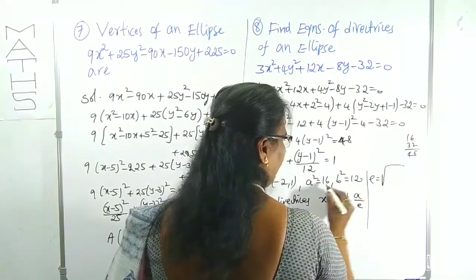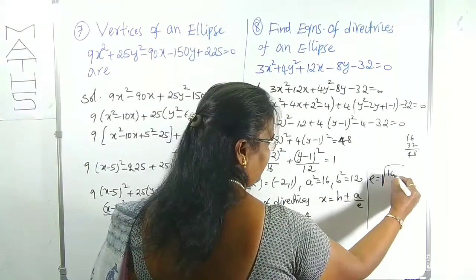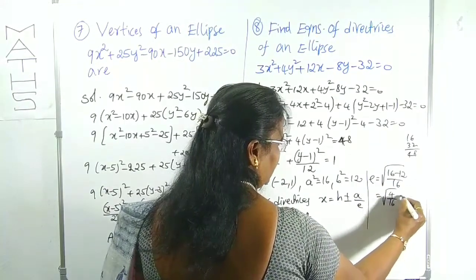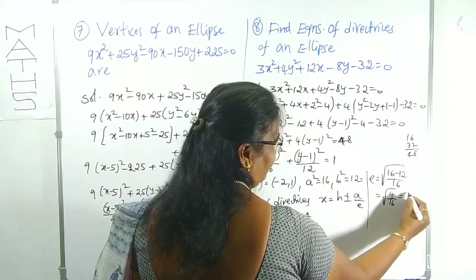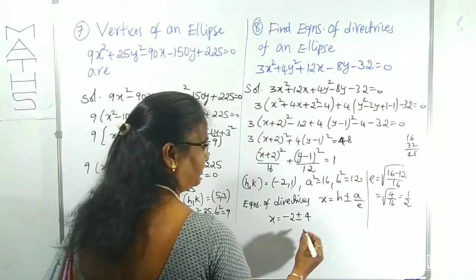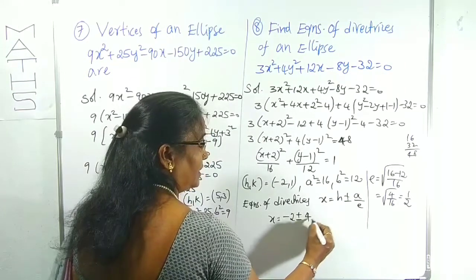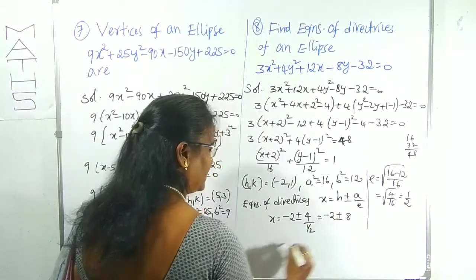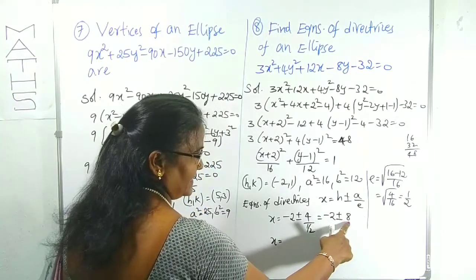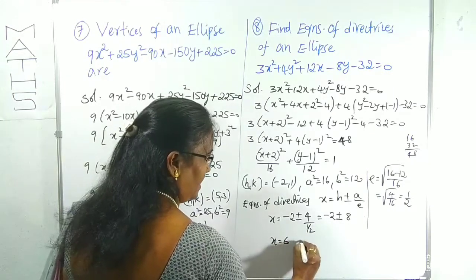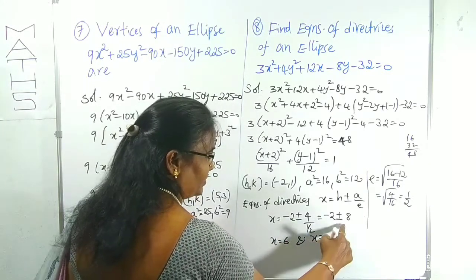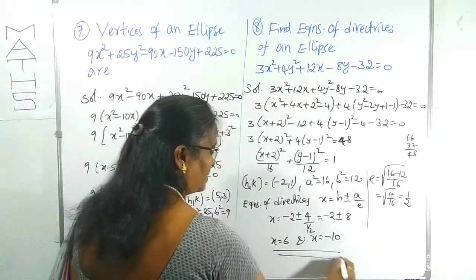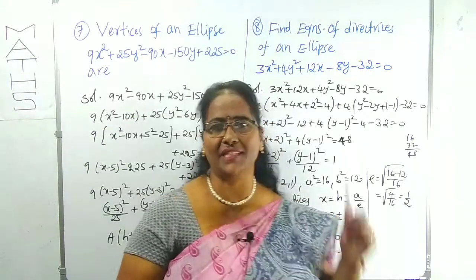e is root over a square minus b square by a square, that is 16 minus 12 by 16. That is root over 4 by 16. Root over 4 by 16 means what? Root 1 by 4 is 1 by 2. Substitute here: a is 4, by 1 by 2. That is minus 2 plus or minus 8. Therefore, x is equal to, if you take the plus 8, minus 2 plus 8 is 6. And x is equal to, if you choose the minus, minus 2 minus 8 is minus 10. These are the equations of directrices of this ellipse.